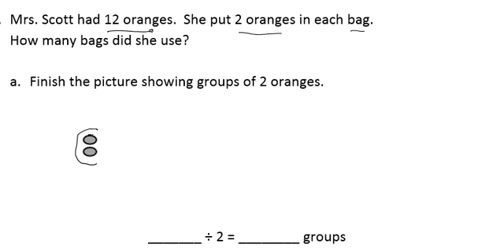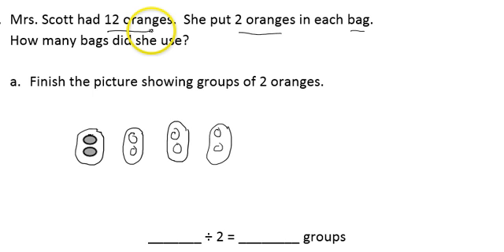So I need to keep track of the oranges as I draw them. So here I have 1 bag. Each bag has to have 2 oranges. So that's 2. Here would be 4 oranges. 6, 8, 10, and 12. Counting my oranges as I draw them helps me make sure that I have 12 oranges, not more or less.